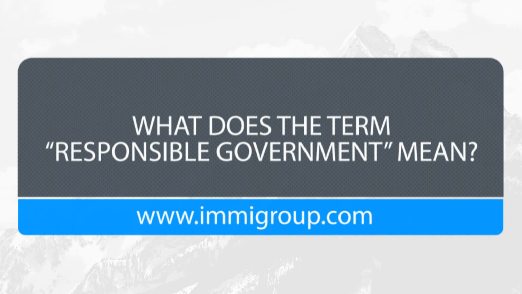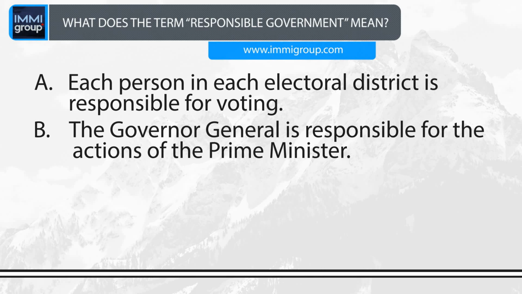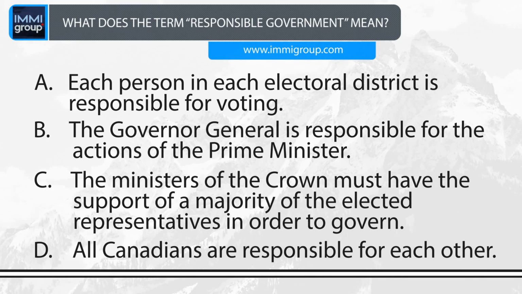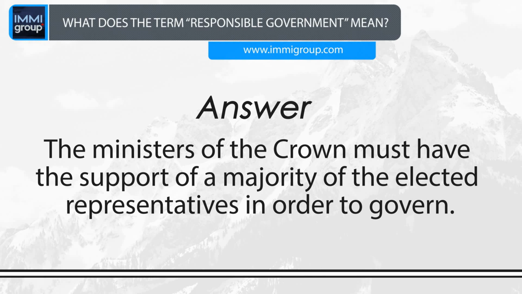What does the term responsible government mean? A. Each person in each electoral district is responsible for voting. B. The Governor-General is responsible for the actions of the Prime Minister. C. The Ministers of the Crown must have the support of a majority of the elected representatives in order to govern. D. All Canadians are responsible for each other. Answer. The Ministers of the Crown must have the support of a majority of the elected representatives in order to govern.